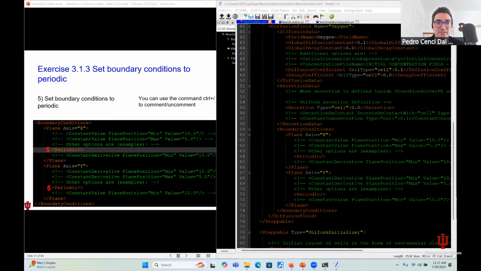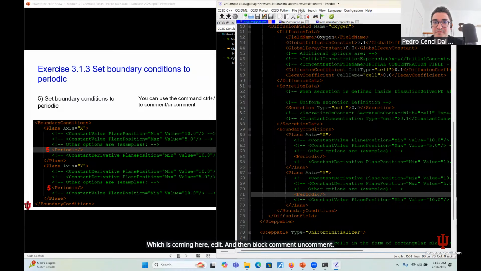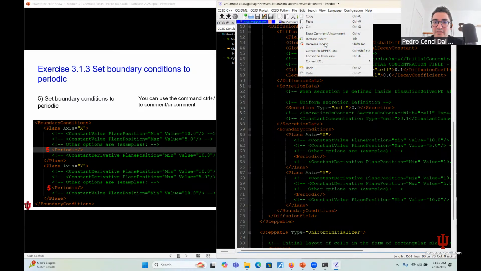Is secretion in CompuCell3D equal to a reaction term? Yeah, kinda. This is just like changing the boundary conditions for now. Are you sure it's Ctrl/? Is there another way? Yes, there is another way, which is coming here, Edit, and then Block Comment, Uncomment. There is this command here.